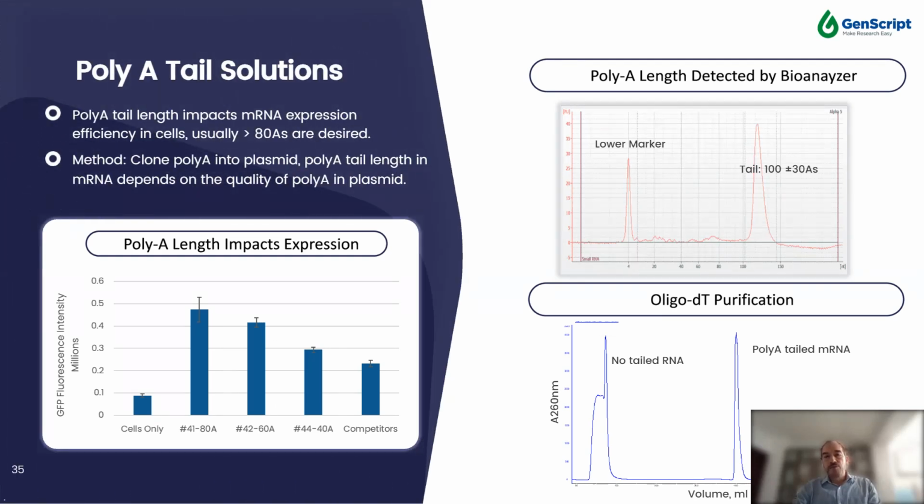Poly-A tail is, of course, very important for the stability of the mRNA. So we offer different types. We can synthesize any poly-A tail. Normally, poly-A tails of over 80 A's are synthesized, and we can clone the poly-A tail into the plasmid, and we can essentially guarantee the expression of the poly-A tail with the desired length up to 120 nucleotides.